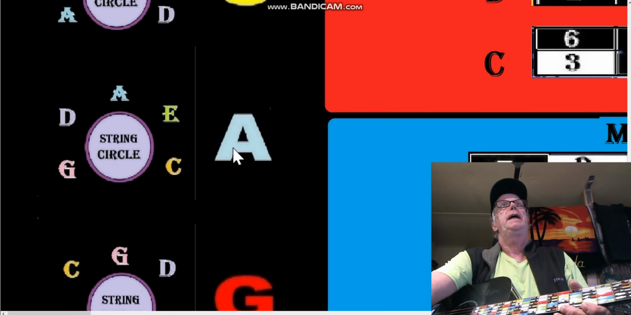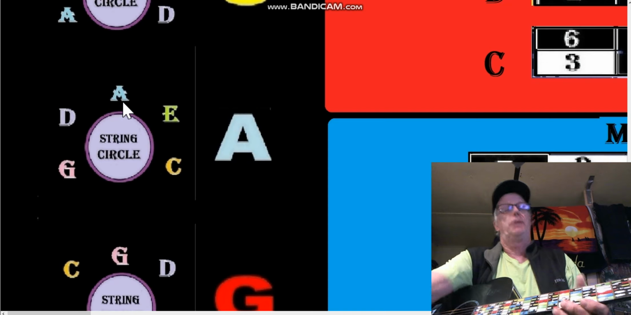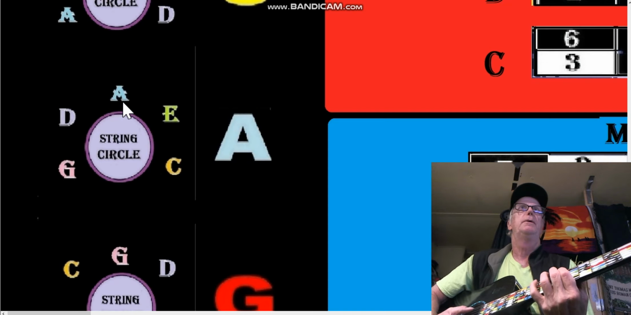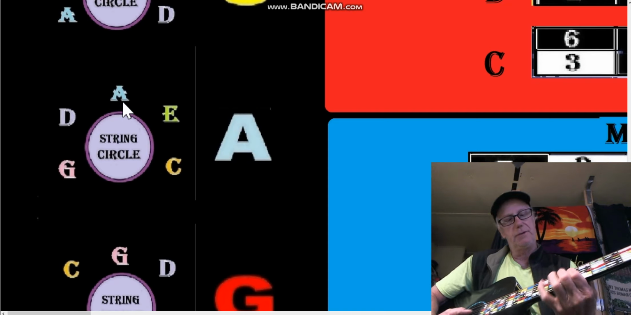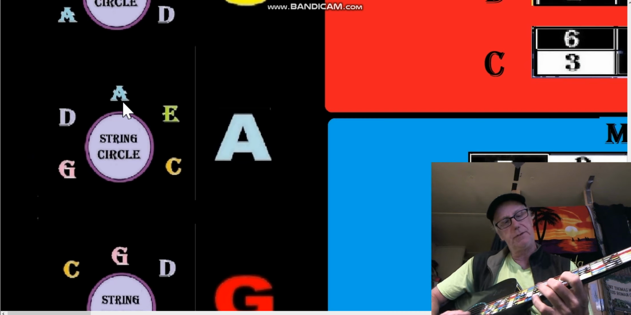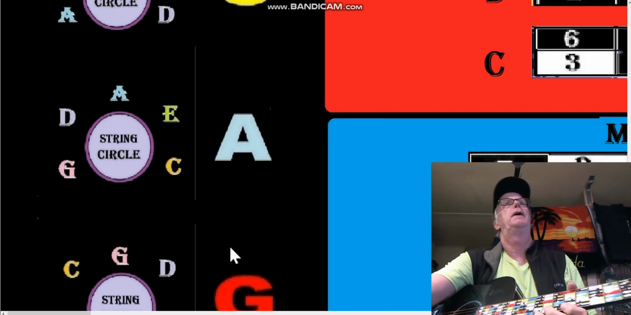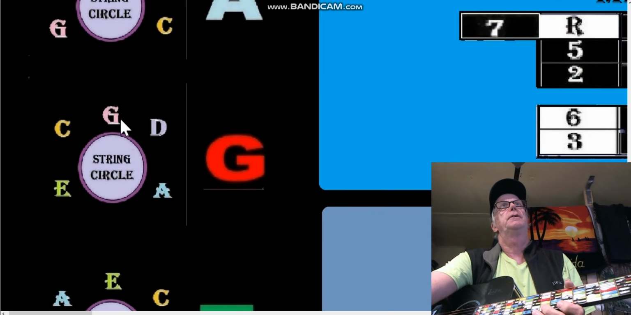Then we go to the A shape. We're going to start with the A string shape, then to the E string shape, then to the C string shape, then to the G string shape, warp up for the D string shape, and then back to the A string shape on top. The G string shape.